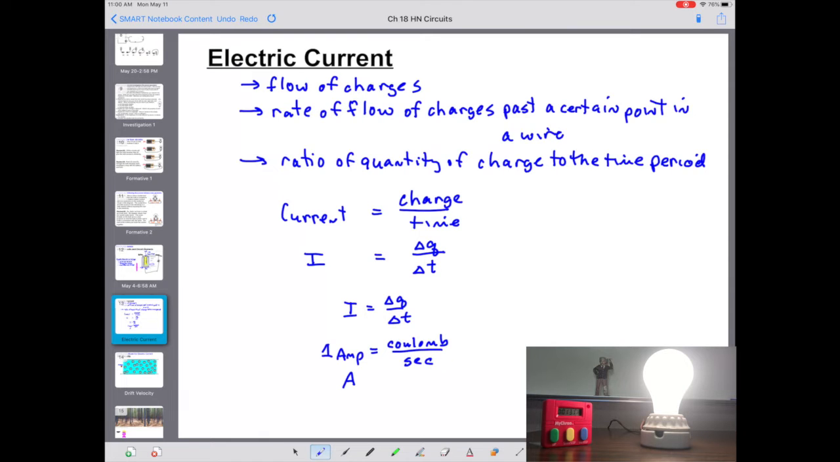So if you have a current of 1 amp, you have 1 coulomb of charge flowing past a point in a wire each second. We have previously said that a coulomb of charge is a lot of charge.